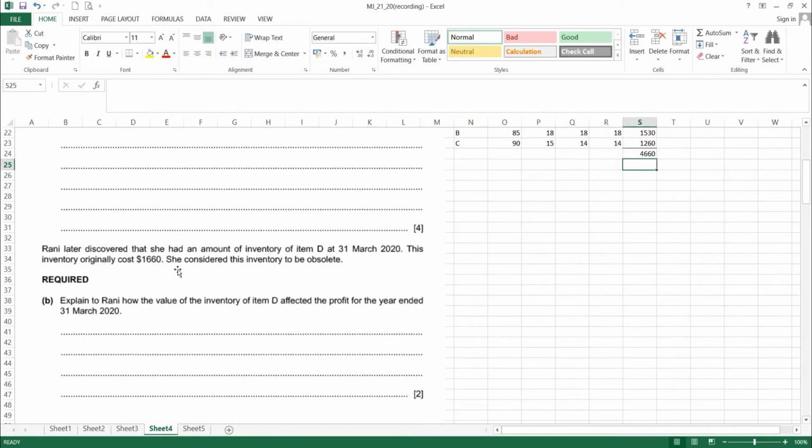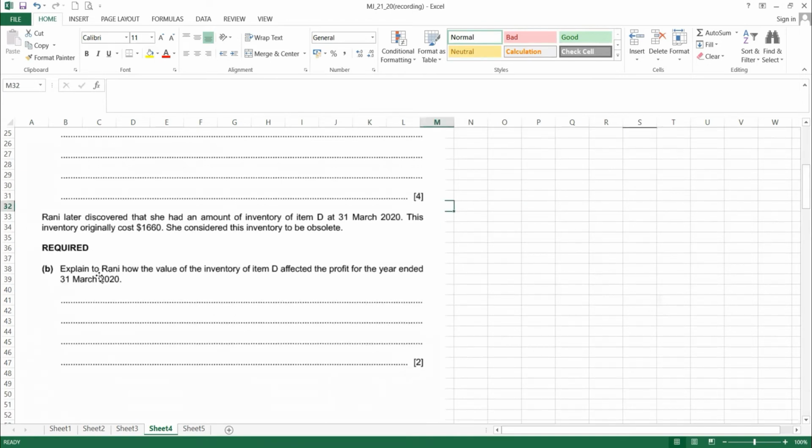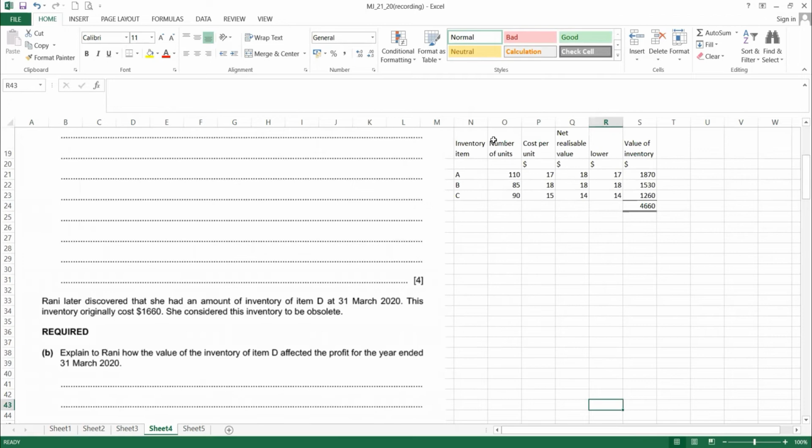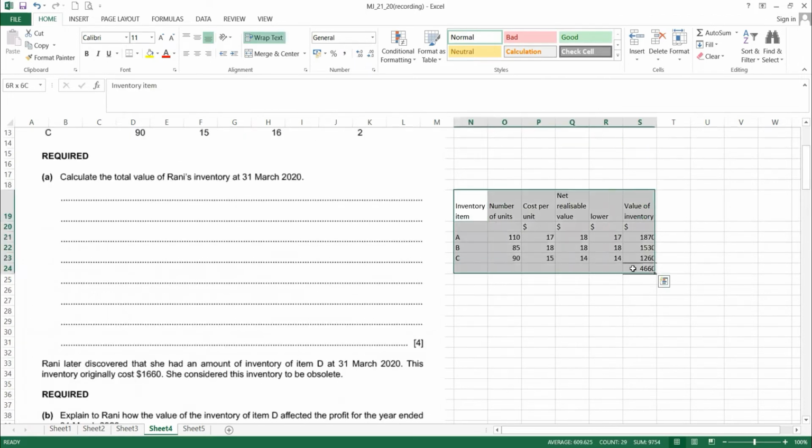Okay, Rani later discovered that she has an amount of inventory of item D at 31st March 2020. This inventory originally cost 1,660. She considered this inventory to be obsolete. Okay. Now, let's see what is the question they asked. Explain to Rani how the value of inventory of item D affects the profit for the year ended 31st March 2020. Okay. If we're going to use this information, I just use this information first.